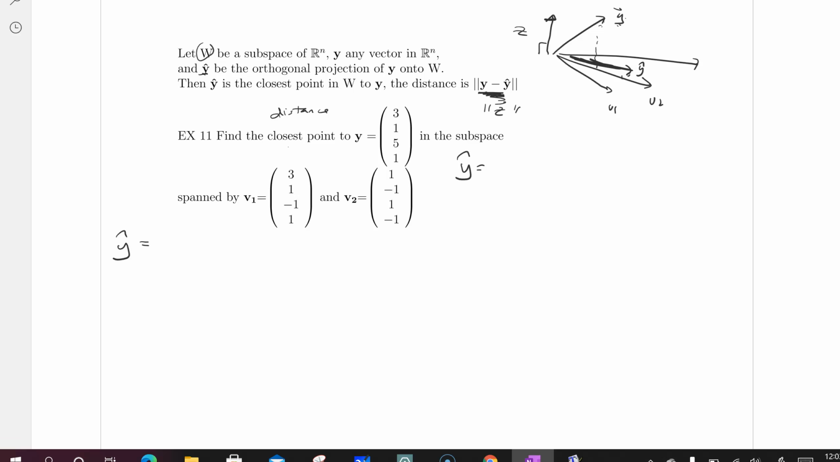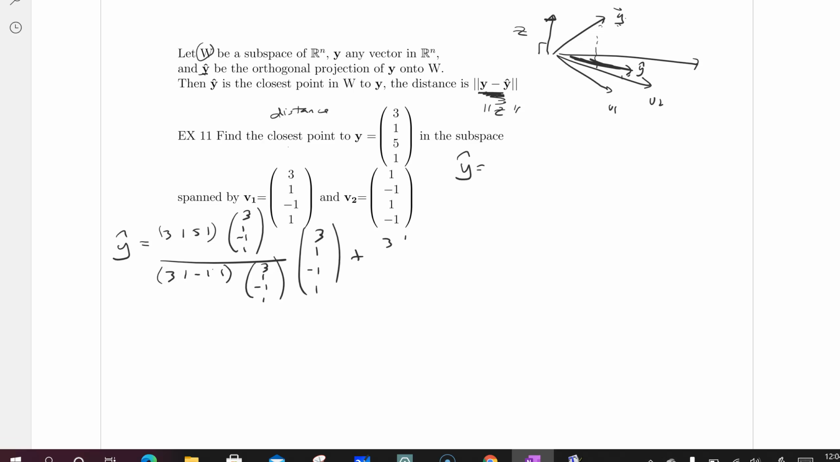So I take y, (3, 1, 5, 1), dotted with v1, (3, 1, -1, 1), all over (3, 1, -1, 1) dotted with (3, 1, -1, 1), times (3, 1, -1, 1). Plus, now my y dotted with v2, (1, -1, 1, -1), over (1, -1, 1, -1) dotted with itself, times (1, -1, 1, -1).